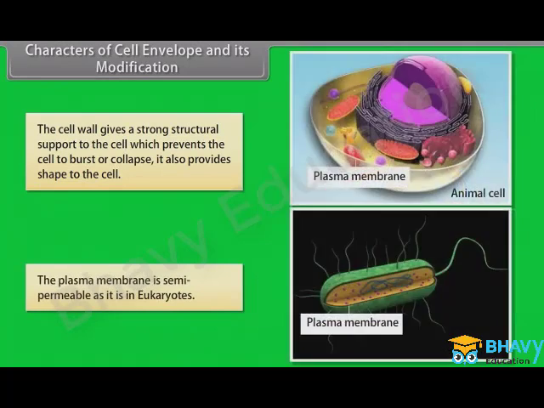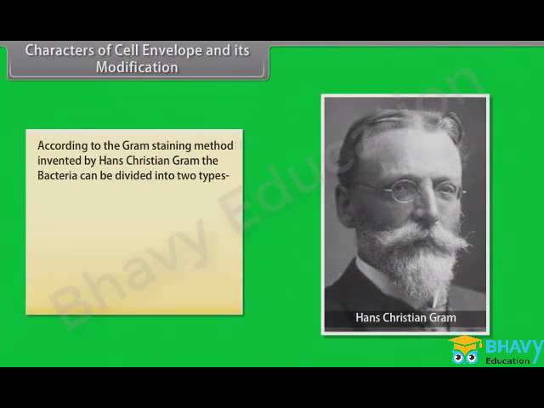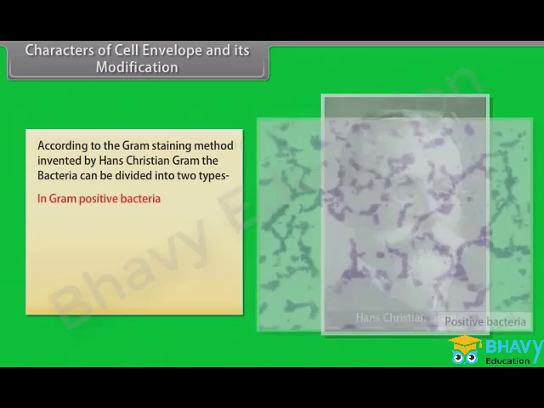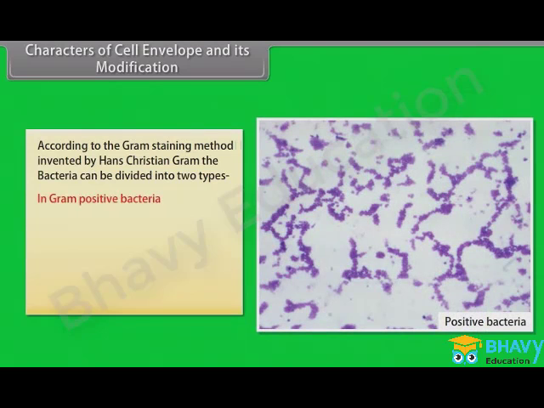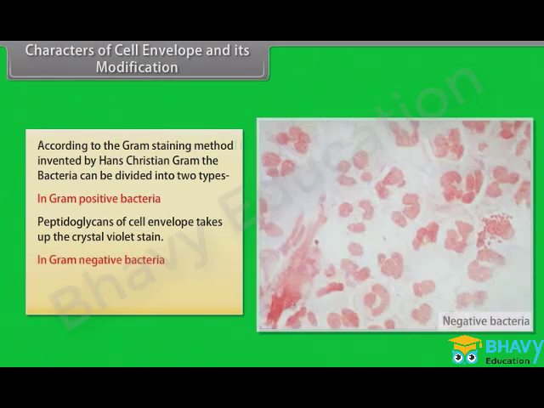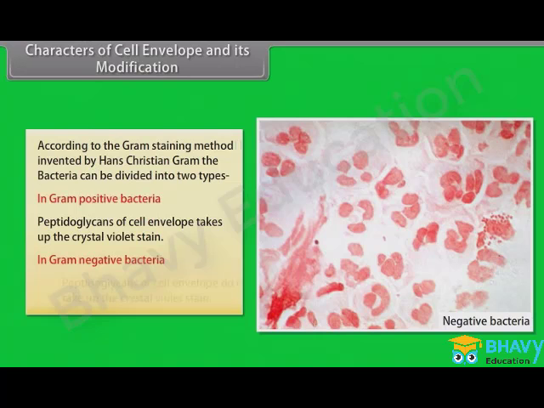The plasma membrane is semi-permeable as it is in eukaryotes. According to the Gram staining method invented by Hans Christian Gram, the bacteria can be divided into two types. In Gram-positive bacteria, peptidoglycans of cell envelope takes up the crystal violet stain. In Gram-negative bacteria, peptidoglycans of cell envelope do not take up the crystal violet stain.